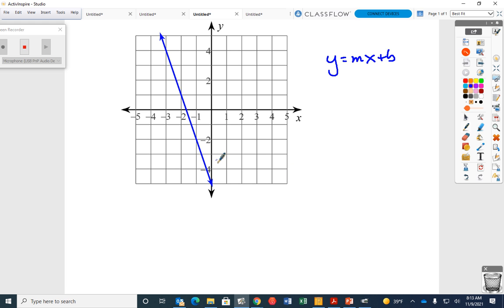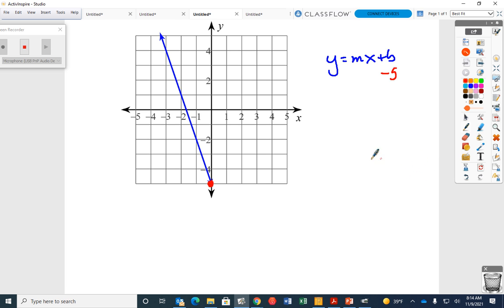So the first thing I'm going to do is look at this and see where it crosses the y-axis. Look at it. Where does it cross? It crosses right here, doesn't it? So I know that this plus b is going to be replaced with a what? Everybody, what's it going to be replaced with? A negative 5. That's my y-intercept, right?